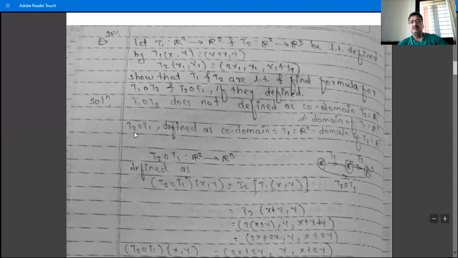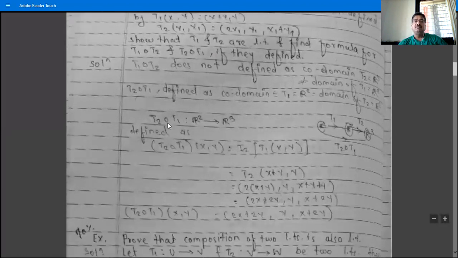But T2 circle T1 is defined, because the codomain of T1 is R square and the domain of T2 is R square. Both are the same. But T1 circle T2 is not defined, because the codomain of T2 is R cube and the domain of T1 is R square. These two are not equal.